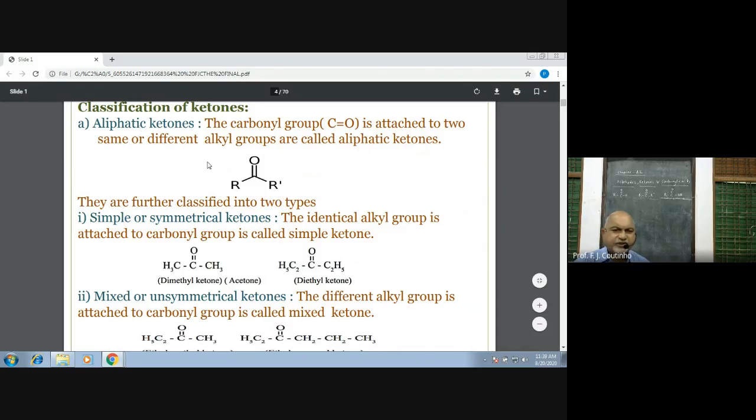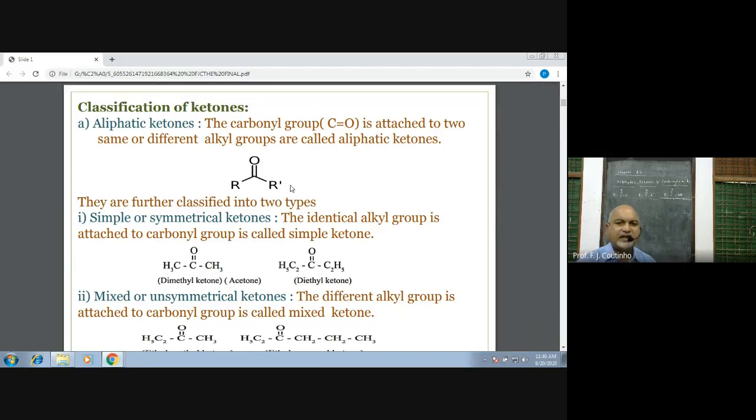So these are aliphatic ketones. The carbonyl group attached to two same or different alkyl groups is called an aliphatic ketone. So when I say aliphatic ketones, it means these R and R dash are nothing but same or different alkyl groups, and that's why they are called aliphatic ketones. Now these aliphatic ketones are further classified into two types.